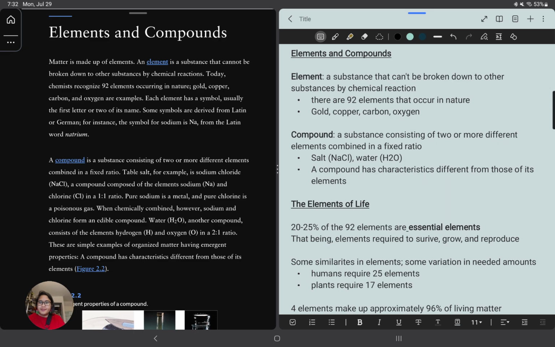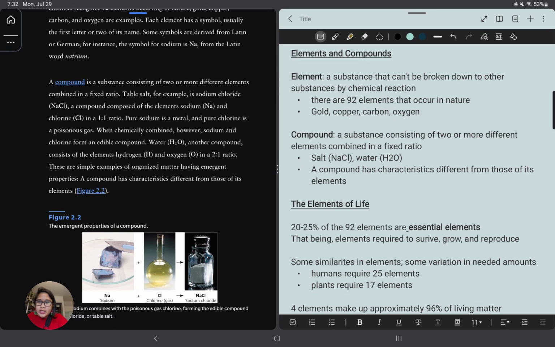Elements and compounds. Matter is made up of elements. An element is a substance that cannot be broken down to other substances by chemical reactions. Today, chemists recognize 92 elements occurring in nature. Gold, copper, carbon, and oxygen are examples. Each element has a symbol, usually the first letter or two of its name. Some symbols are derived from Latin or German. For instance, the symbol for sodium is Na, from the Latin word natrium.